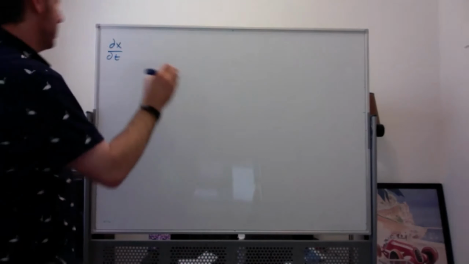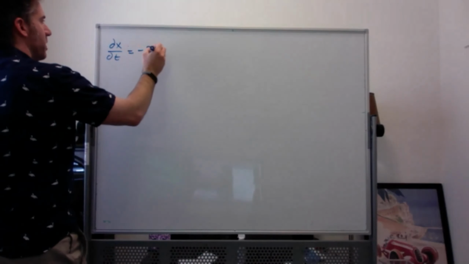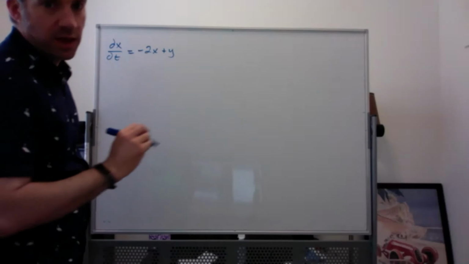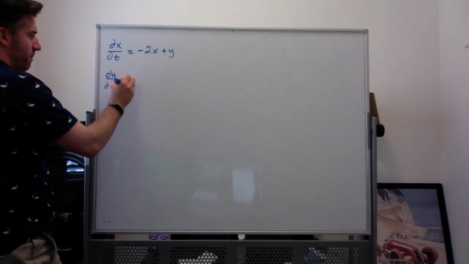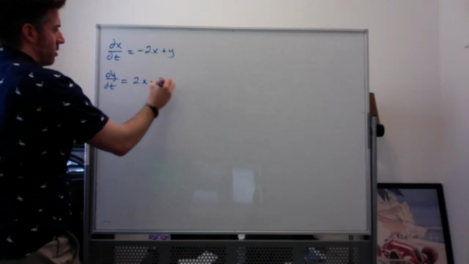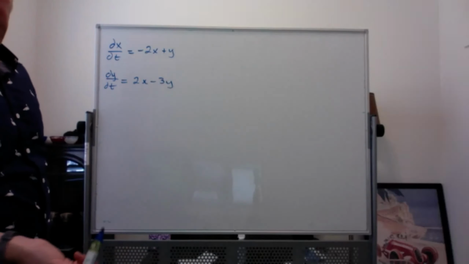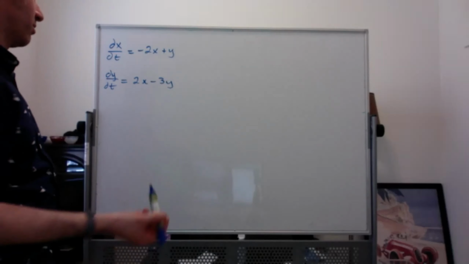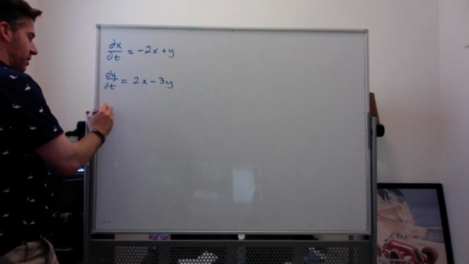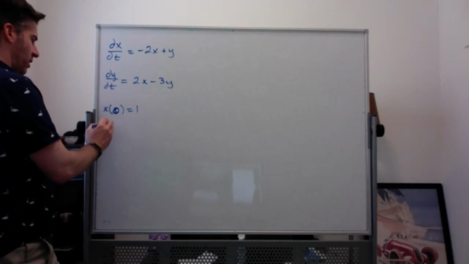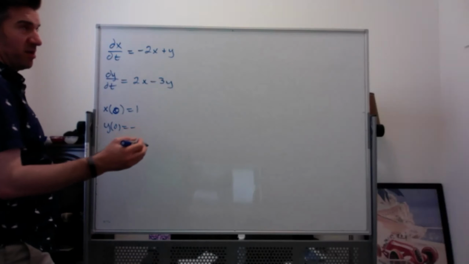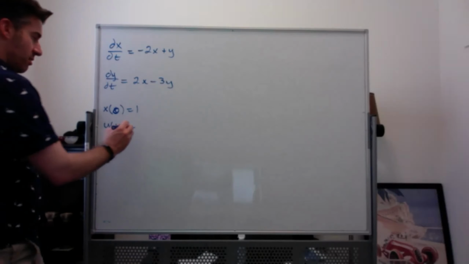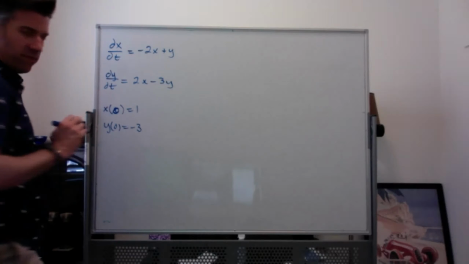So let's say we have this system. dx/dt is -2x plus y, and dy/dt is 2x minus 3y. And maybe we'll look at some initial conditions in a minute. That's not super important, but we can just pretend for now. Let's say we have x(0) equals 1, y(0) equals... I want to make sure I'm not on one of the eigenvectors. Let's say -3, just for fun.